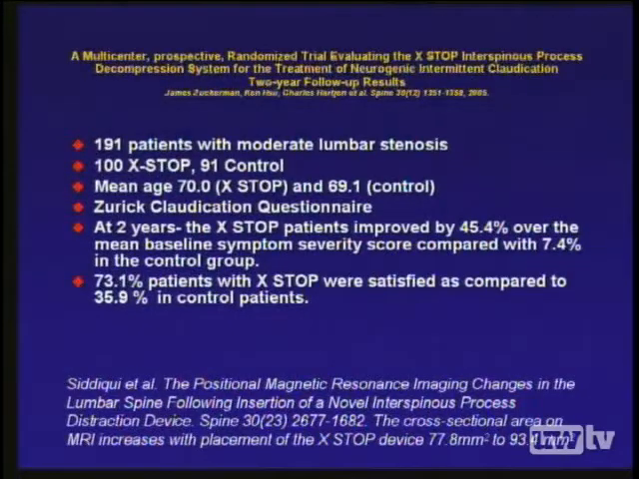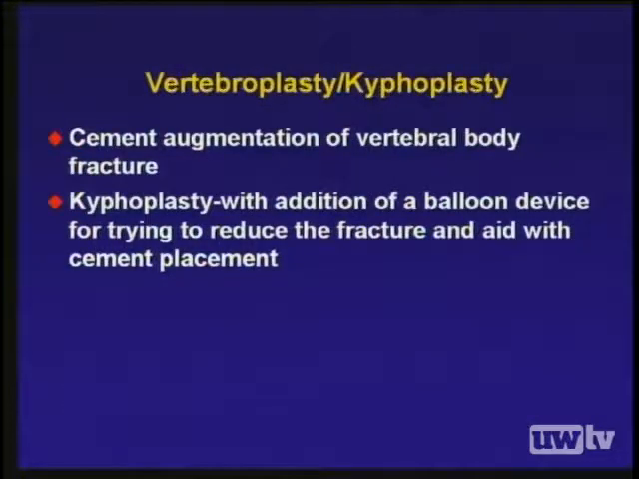And there's good results with their first initial 191 patients that Siddiqui looked at. They had a 91 control, 100 X-Stop, mean age was 70. They looked at the Zurich claudication questionnaire, and at 2 years, the X-Stop patients did improve by 45.4% over their baseline symptoms. This is compared with the control group, which had no intervention, which is 7.4%. So it actually had some decent results. And again, I would reserve that for the very sick patient.